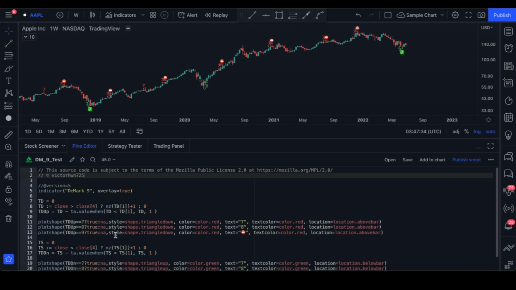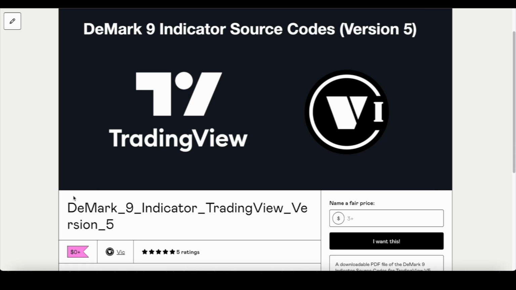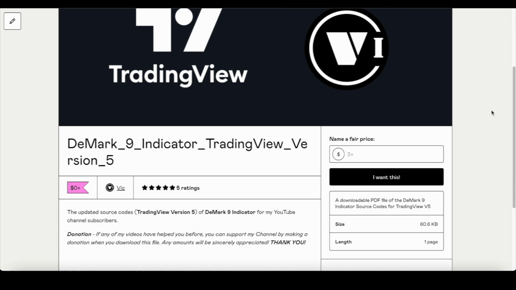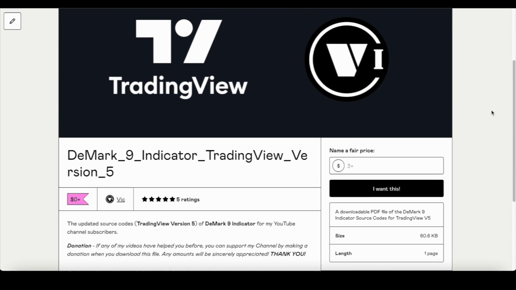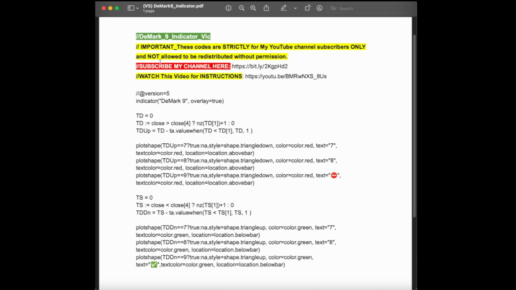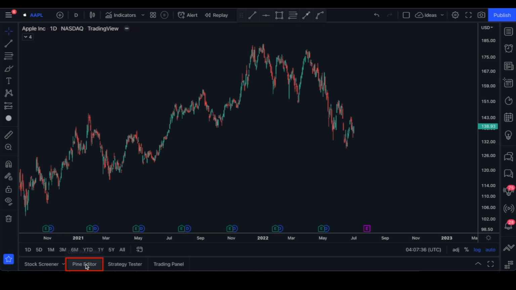First, you need to download the latest source codes for TradingView version 5 in order to run this indicator. This is the page to download the source code. I will leave the link of this important page in the description below as well. Once you use the link and complete the download, you will receive this PDF file. Then all you have to do is to copy the entire code from this line all the way to the end and paste them to the Pine editor on your TradingView.